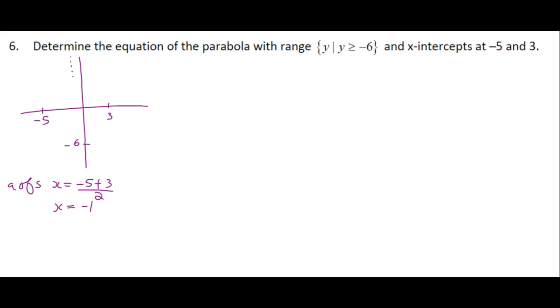So here's my axis of symmetry. And then where's my vertex? Well, if your minimum point, right, minimum, so -1, -6. Okay, there's your minimum, right? Because the range is y is greater than or equal to, which says this is the minimum. Okay, you got the vertex, you got a point, you do it.